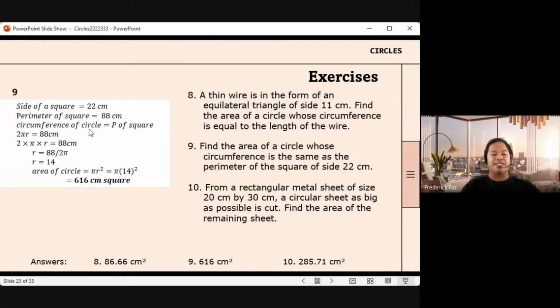The circumference of the circle is equal to the perimeter of the square. So, the same as what we did in the last slide, 88 divided by 2 pi is equal to approximately 14. We use 14 as our radius, so 14 squared times pi is equal to 616 square centimeters.